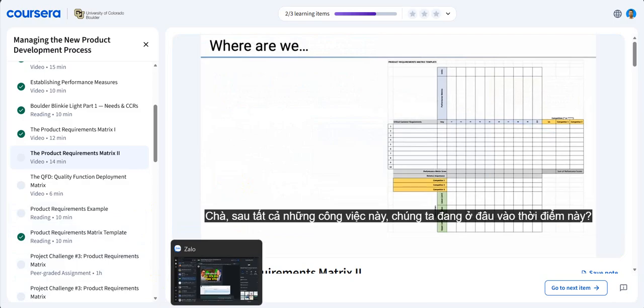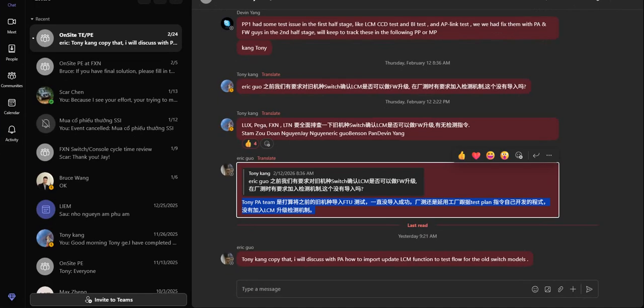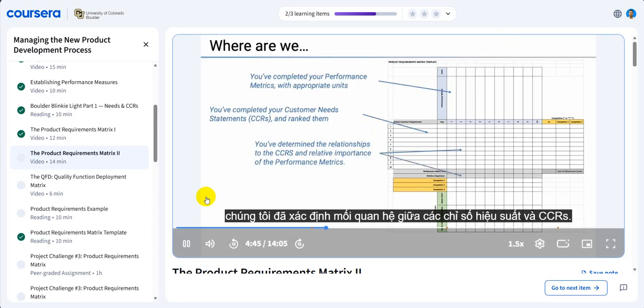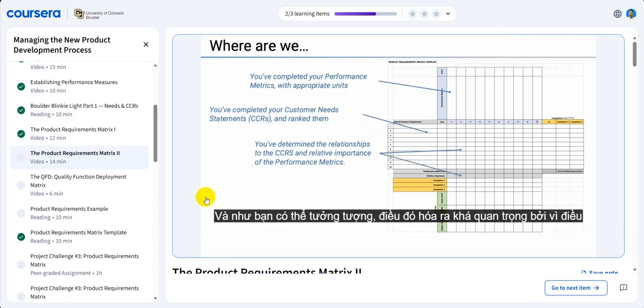Well, after all this work, where are we at this point? We've certainly completed the customer need statements, those CCRs, and we've ranked them. We've completed all the performance metrics with the right units associated with them, and we've determined the relationship between the performance metrics and the CCRs. We've also developed the relative importance of each one of those performance metrics. And as you can imagine, that turns out to be rather significant because that will tell us which of the performance metrics are the most important ones we need to include in our design.